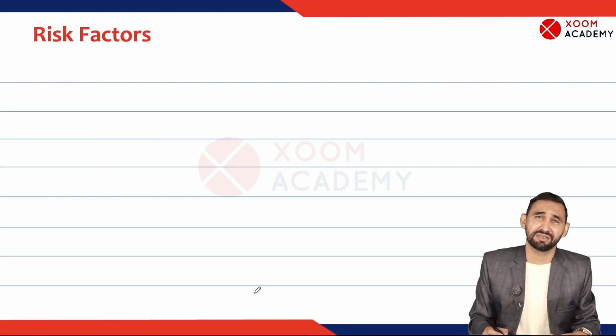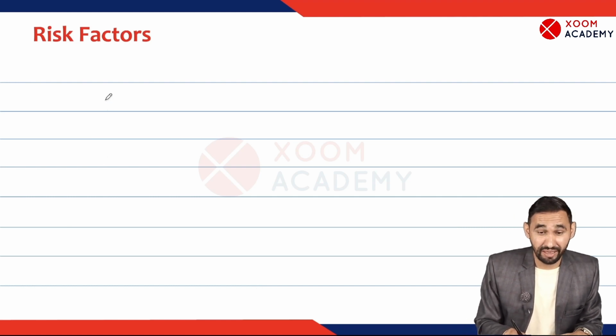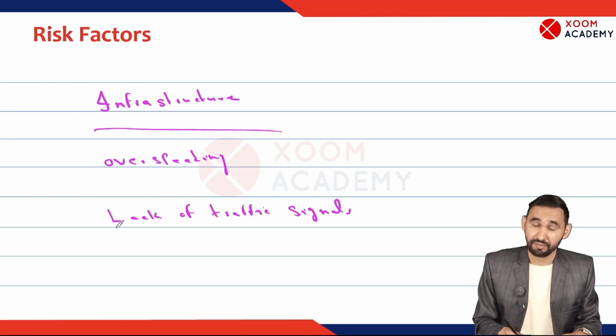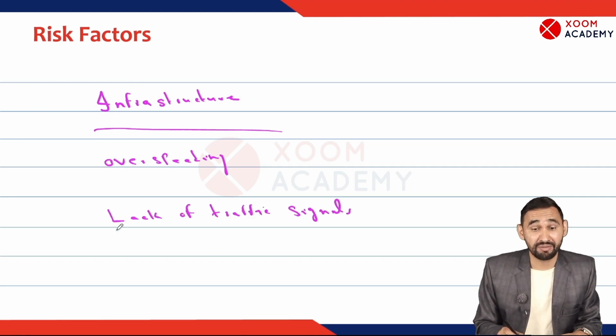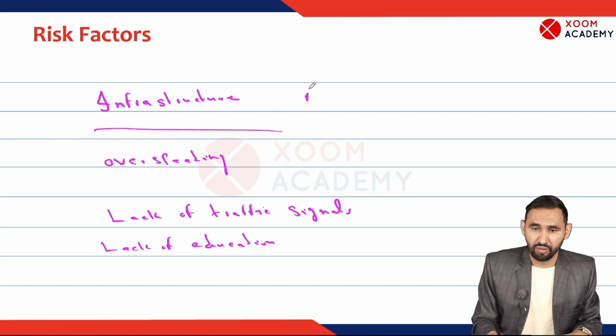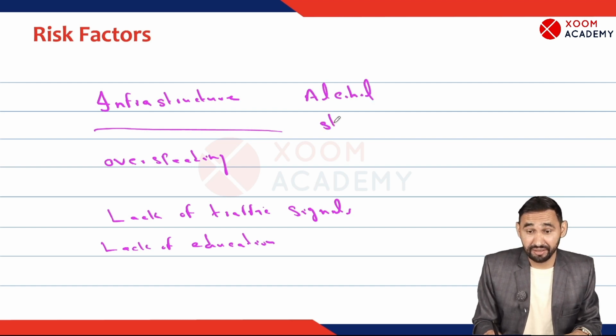What are the various risk factors of accidents? Infrastructure. There are poor roads. Overspeeding. People don't follow speed limits. Lack of traffic signals. Traffic signals are not present on every road. Lack of education. People use alcohol and drive. Stress can also cause accidents.